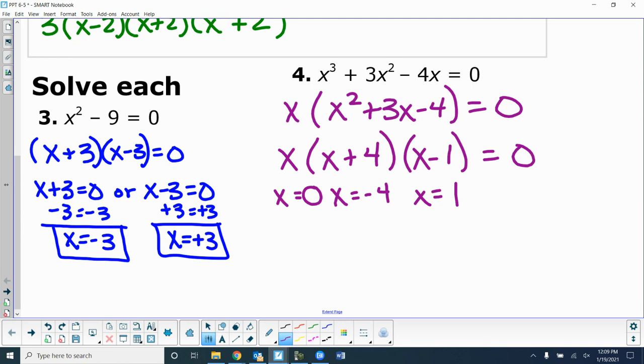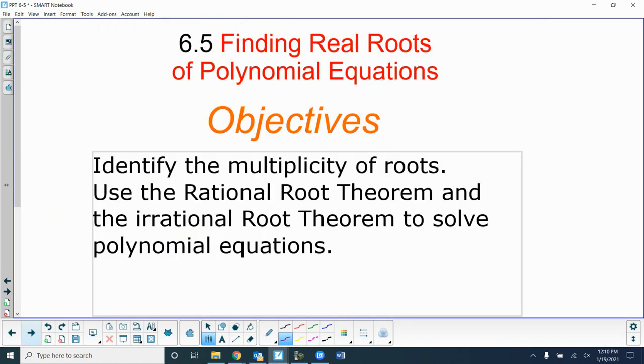So that's solving by factoring. We did a lot of that in chapter 5 with quadratics. This one is a cubic, degree of 3, which means there's 3 zeros, right? Quadratic, 2 zeros, right? Okay? So here's what we're doing. We're finding real zeros of polynomial equations, all right? We're going to talk about something called multiplicity of roots. Roots and zeros are the same thing, okay?